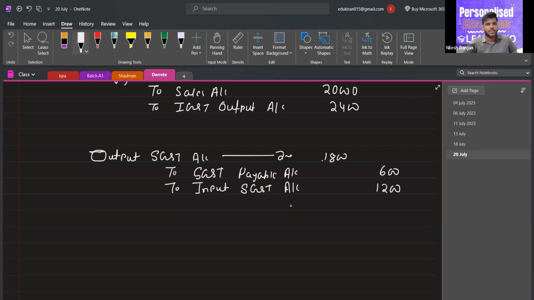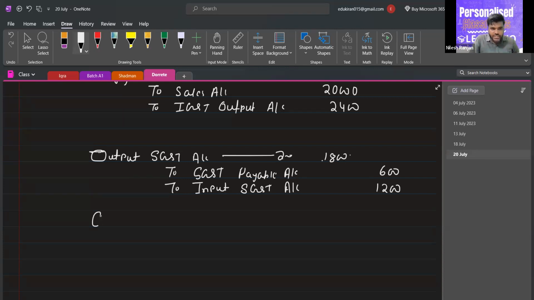Output SGST account debit 1,800. This amount is payable to the government. And input SGST is already paid to the government by us. So 1,800 is payable and 1,200 is already paid. So only 600 we will pay right now, as SGST payable.